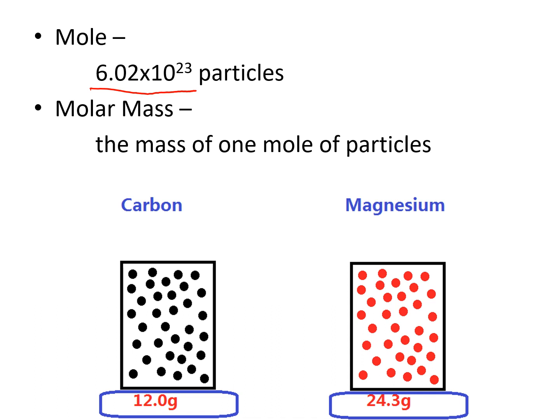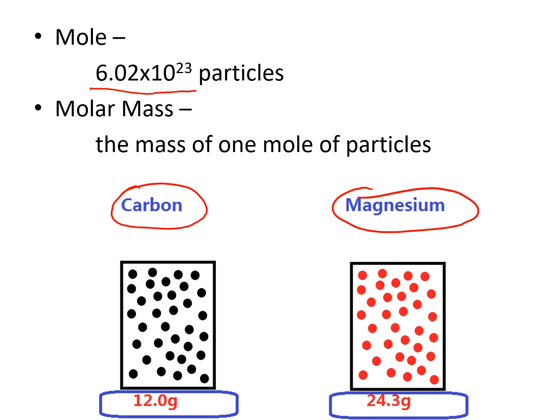Okay, so just like a dozen means 12, a mole means 6.02 times 10 to the 23, which is a very, very, very big number. But particles are really, really small. So now, 1 mole of carbon means you have 6.02 times 10 to the 23 particles of carbon. 1 mole of magnesium means you have 6.02 times 10 to the 23 particles of magnesium. They don't weigh the same amount.